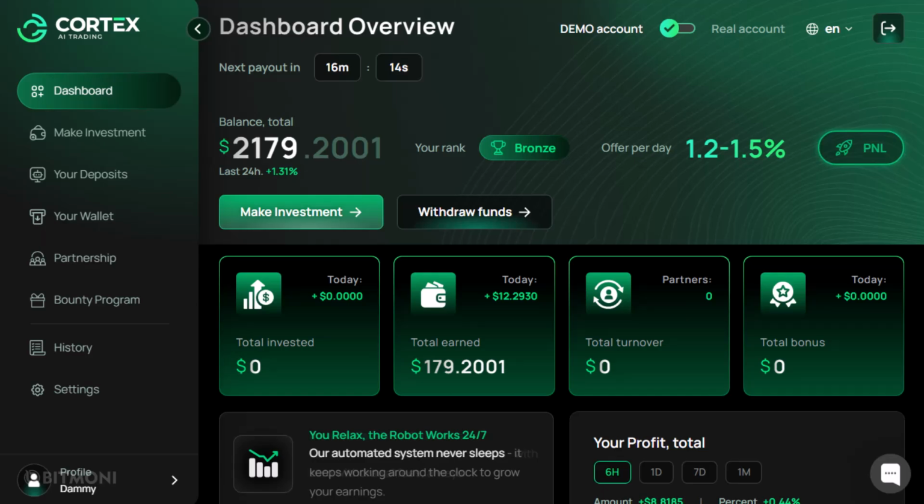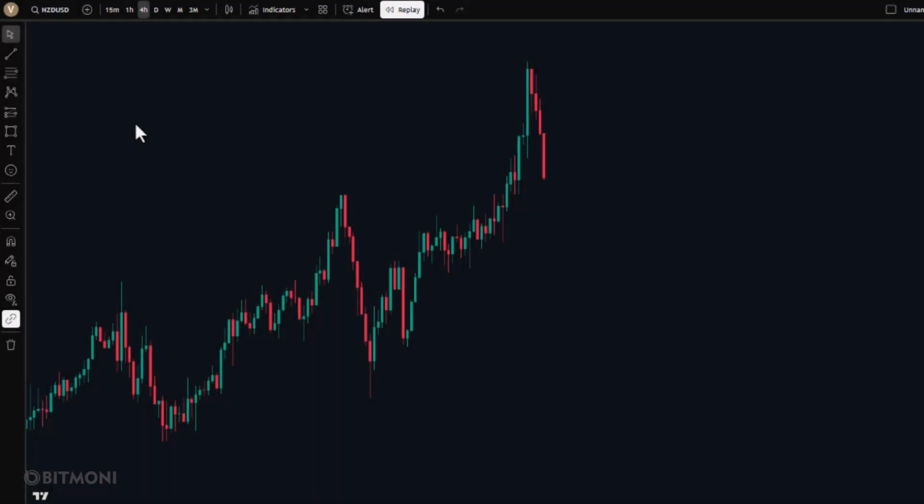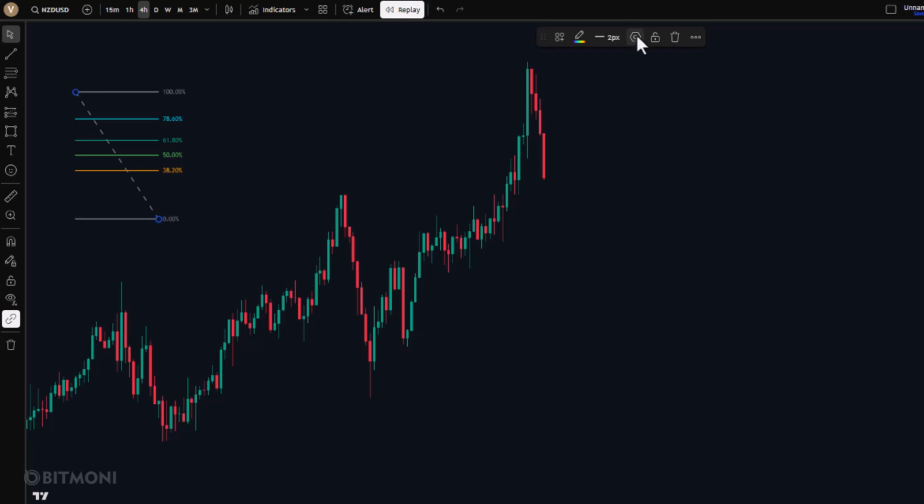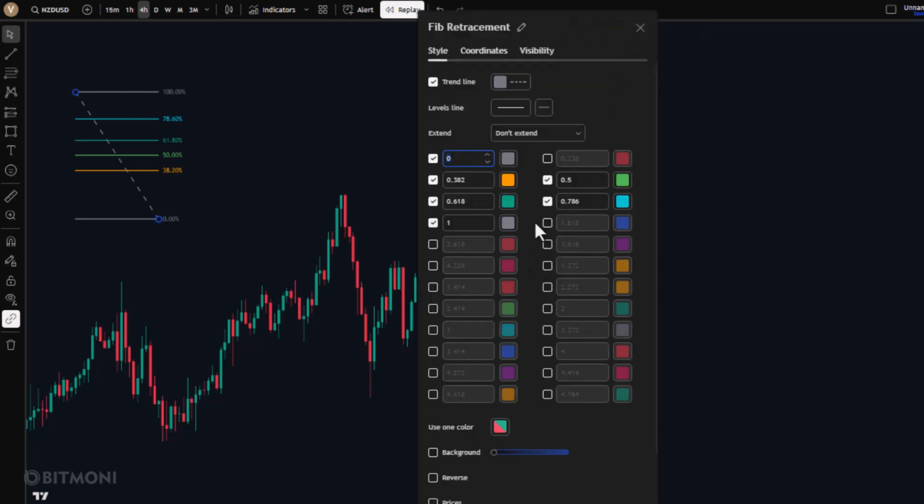Now, back to the video. If you're using TradingView, this is where you can find the Fibonacci retracement tool. Simply click on it and select Fibonacci retracement. Before we begin, make sure to use the exact settings I used here. This will make it easier for you to follow along.